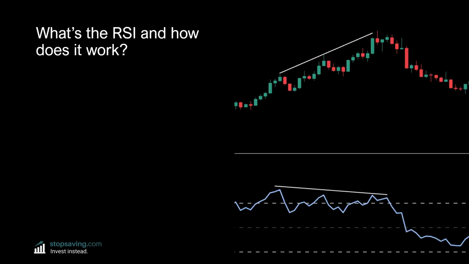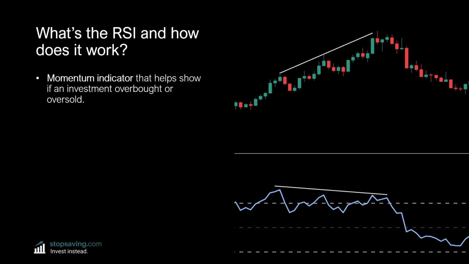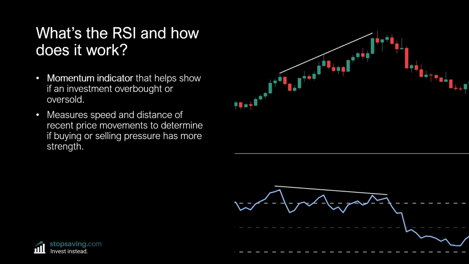So on that note, let's now answer this question. What is the RSI and how does it work? Well, it's an indicator that measures the momentum of a trend. It can tell you if an investment is overbought or oversold. Overbought means buying might be excessive, and oversold means selling might be excessive. Put another way, the RSI measures the speed and distance of recent price movements to determine if buying or selling pressure has more strength. Now, the RSI is an oscillator indicator, and its value ranges from 0 to 100.